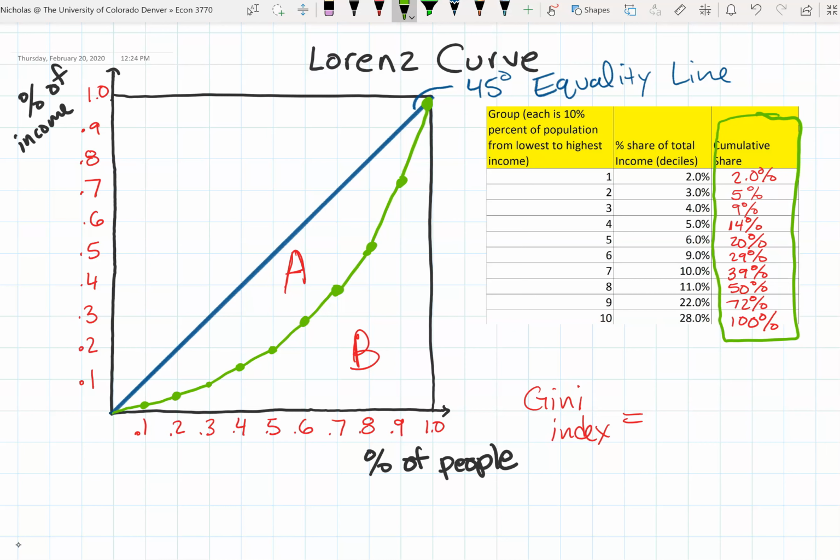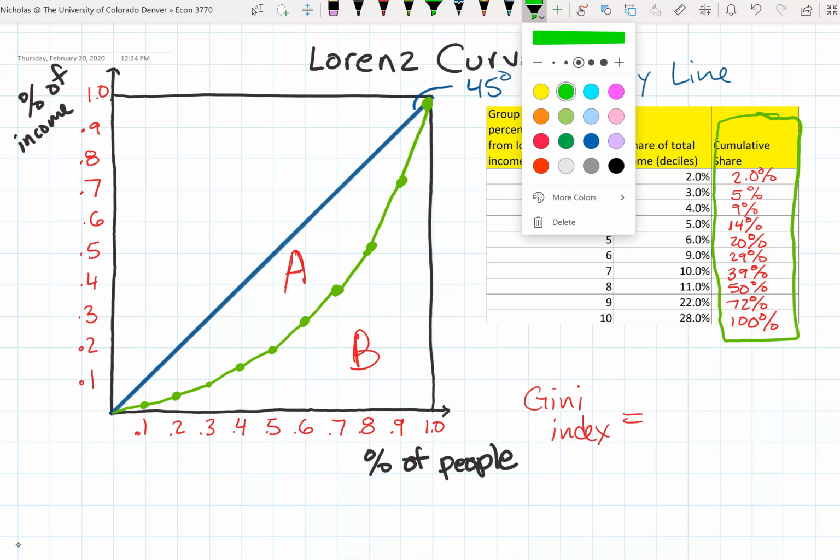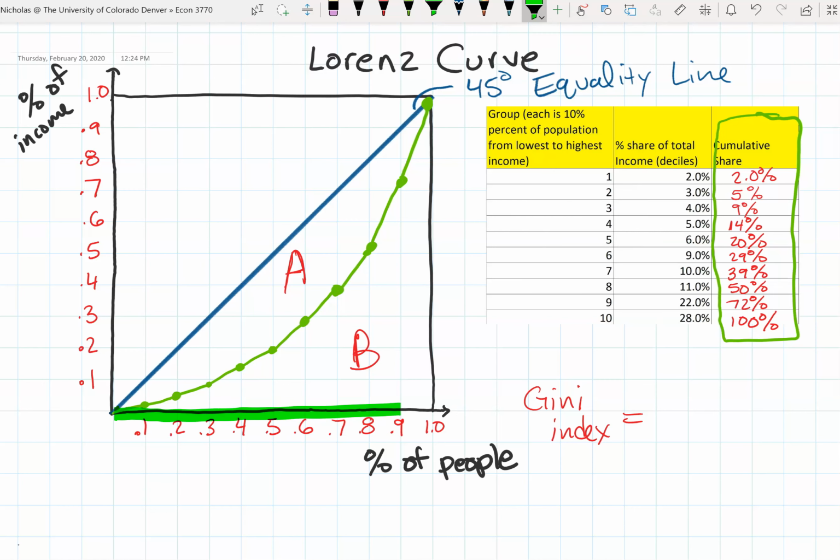I don't want to draw it and mess it up, but maybe I can draw it. Then the green line would go all the way to here because they get 0 income. And just the last person gets all the income. And so this whole thing would be inside our green line. The whole thing would be A. Okay, so that's the biggest it can be.